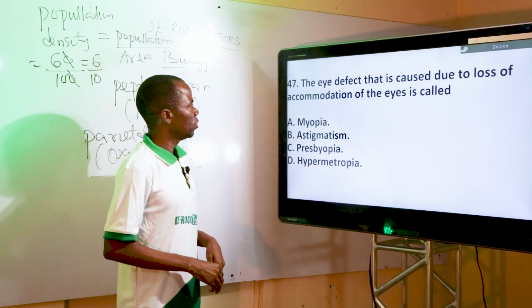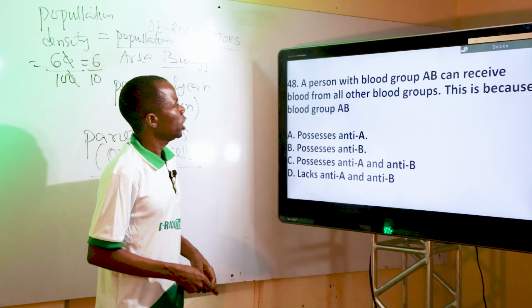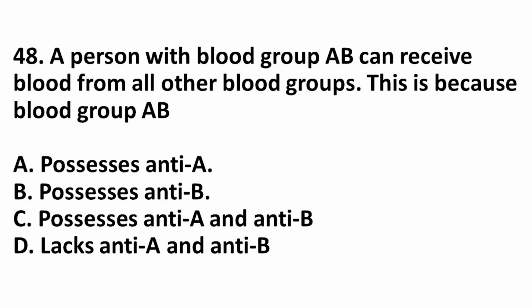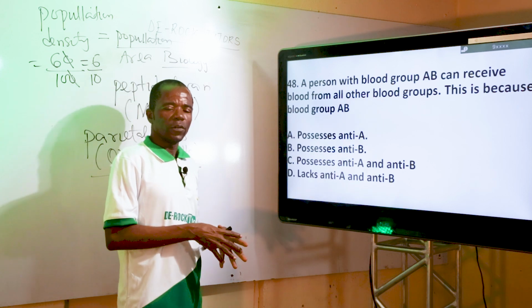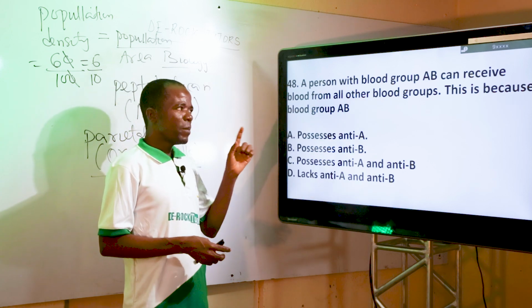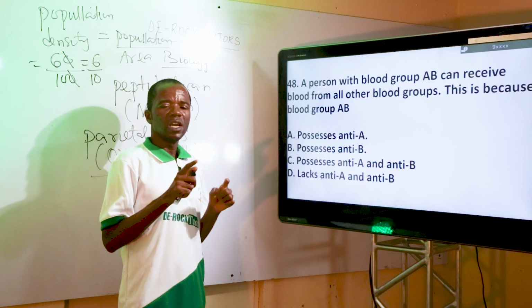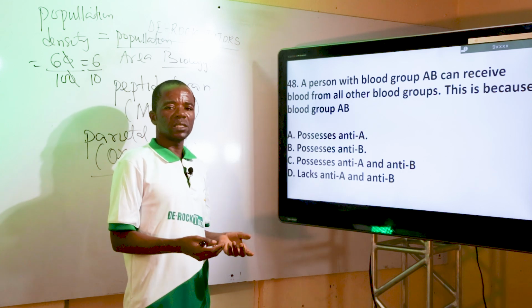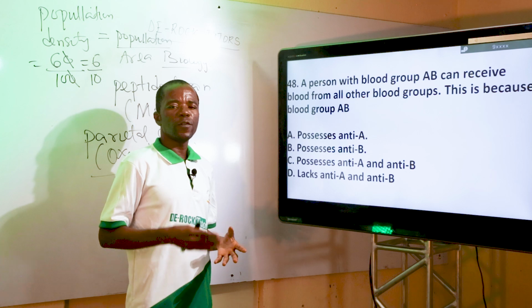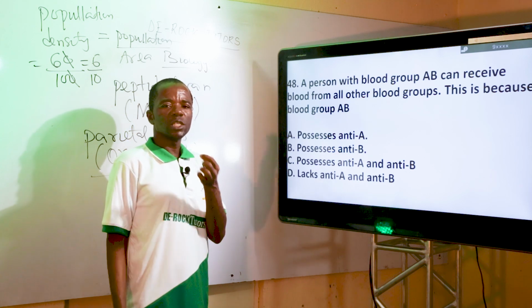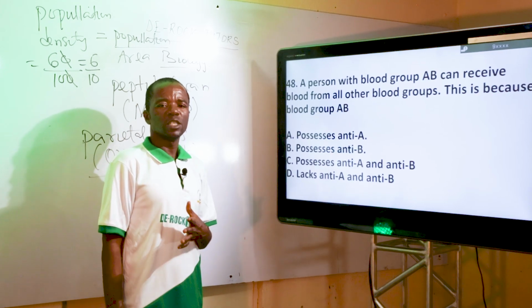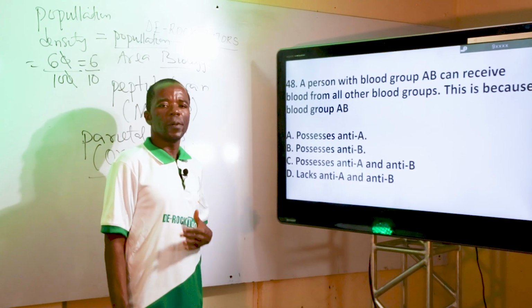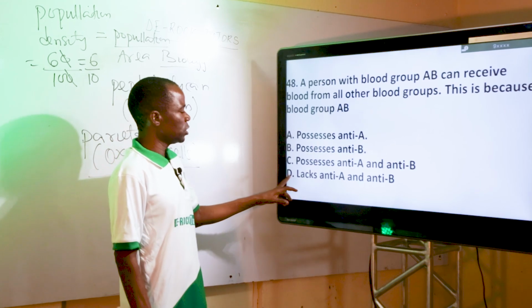Let's go to number 48. A person with blood group AB can receive blood from all other blood groups. This is because, as I've mentioned in the course of this class today, blood group AB is a universal recipient. And what that entails is it can receive blood from every other blood group. The reason for that is the absence of antibody A and antibody B in blood group AB. So the correct answer for this is option D.